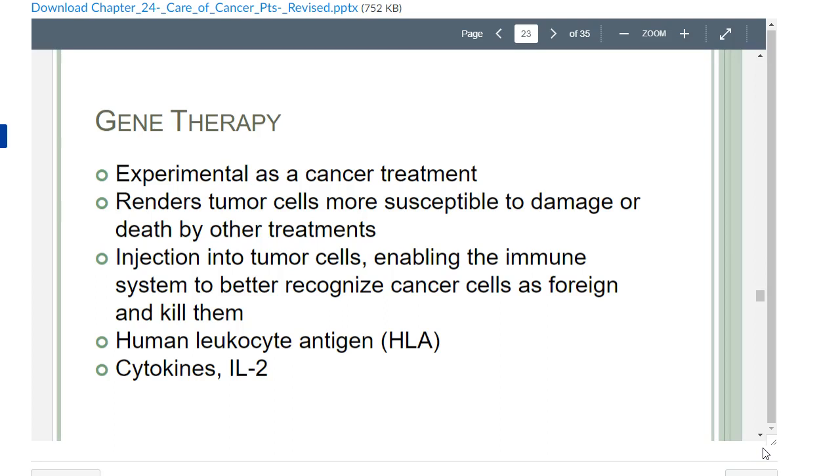And then gene therapy. This is very much experimental as a cancer treatment. It renders tumor cells more susceptible to damage or death by other treatments. They actually inject these genes into the tumor cells and it enables the immune system to better recognize these cancer cells as foreign objects, and it actually kills them. Okay.